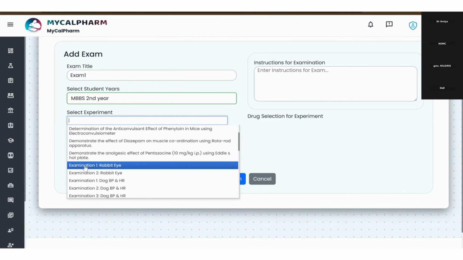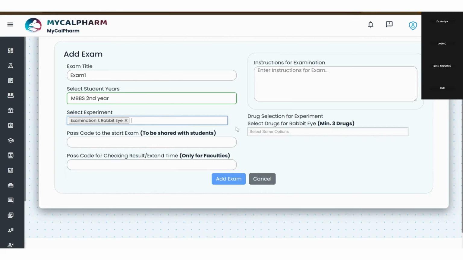Let me select it, examination one, rabbit eye. There are different types of examination for every experiment. Like here, for rabbit eye, we have two or three exams. I've taken examination one just to show you how it will work. Passport, to start the exam, you can give any passport, any series of number you want to add.